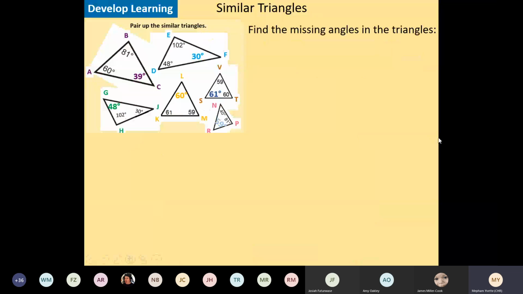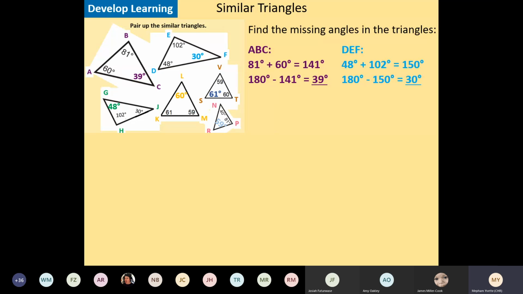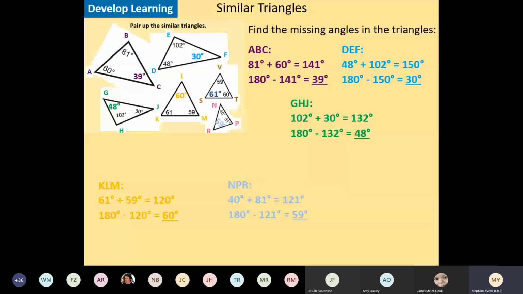So if we're going to find missing angles in the triangle, for triangle ABC, you should have had 39 degrees and you should have had this kind of working out. And then for DEF, we've got this working out. And then we've got GHJ. And then we've got KLM. It's a bit harder to see because it's yellow, sorry. NPR and STV. I'm going to give you guys about 20 seconds just to double check your workings out. And just to see if you have unfortunately got them wrong, you can see now why.